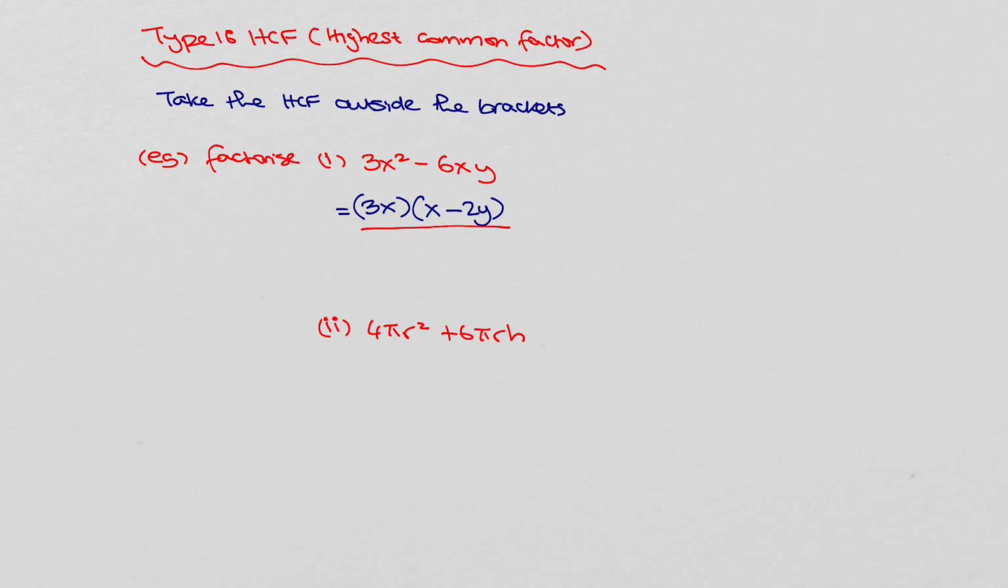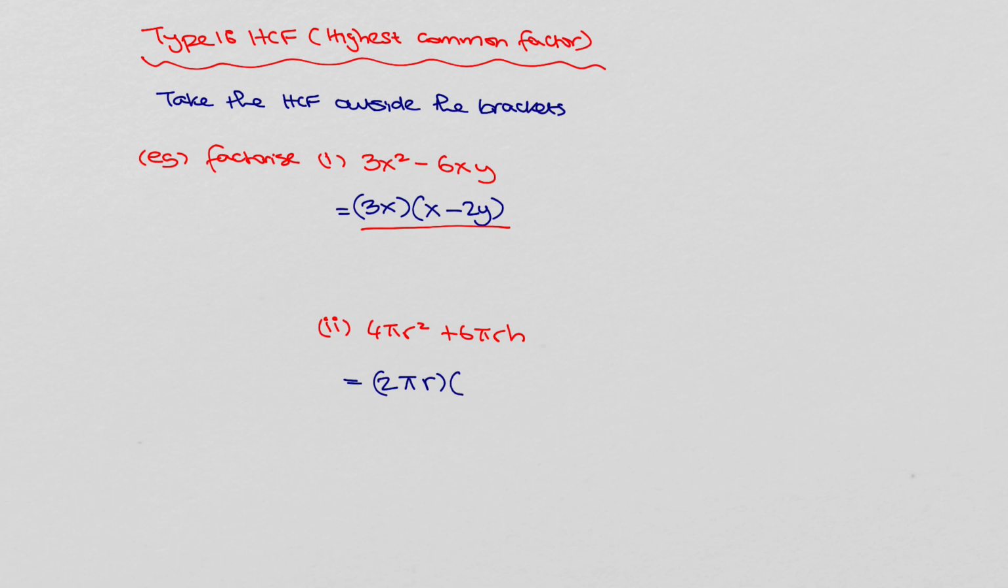If we look at the second example there, we have 4 pi r squared plus 6 pi r h. So highest common factors don't always have to be in terms of x's and y's. They can be in relation to anything that is common to any number of terms. So the biggest number that divides into both of these terms is 2, but also pi and also r. So in other words, 2, pi and r are common to both of these terms.